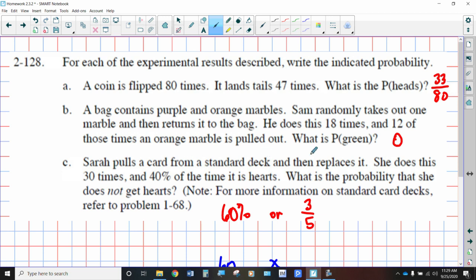Sarah pulls a card from a standard deck and then replaces it. Remember, there are 52 cards in the deck. She does this 30 times, and 40% of the time, it's a hearts. So what's the probability she will not get hearts?